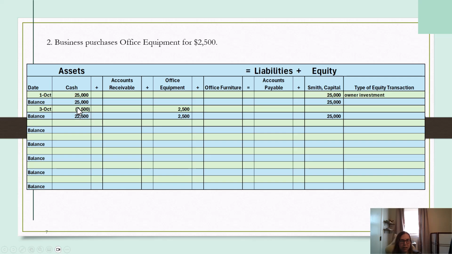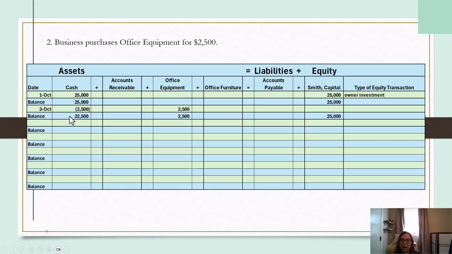We're subtracting $2,500 from cash, and that's going to leave a balance of $22,500. And then over here, we're adding $2,500 of office equipment to the business. So that is being added, and that's just an ending balance of $2,500. And then over here under capital, you're just bringing down the $25,000. Nothing has changed.